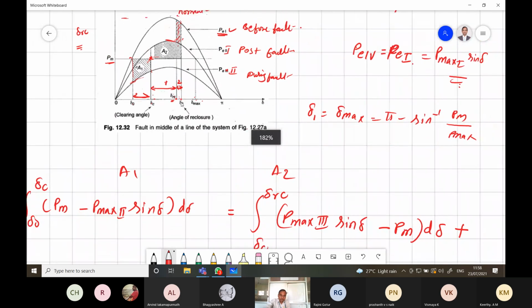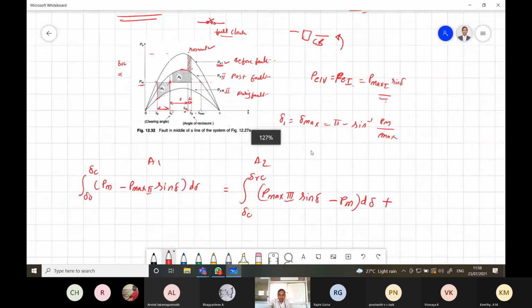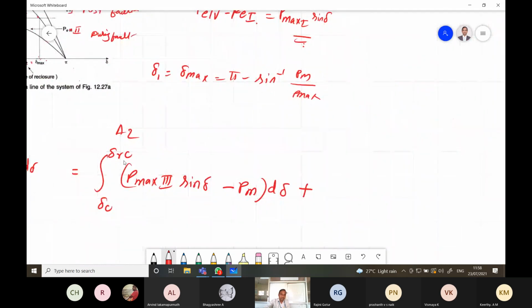So the first is delta C to delta RC, then delta RC to delta 2 or delta max. In some cases delta 2 is equal to delta max, because if it increases up to here, delta 2 will become delta max. So we can write the expression for that. From delta RC to delta max, which is sometimes equal to delta 2, it is the integral of P max 1 sine delta minus Pm into d delta.